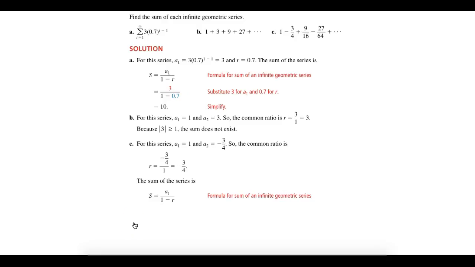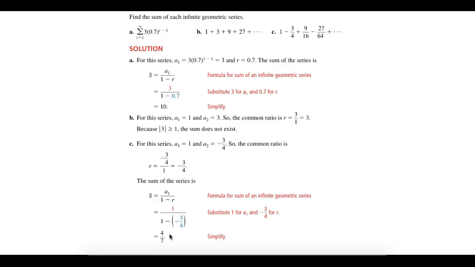This is just finding a bunch of terms and checking with our rules to see if they satisfy the rule or not. Let's just plug in A1 and R. So we're going to get 1 on top, 1 minus negative 3/4. So here we go, 1 over 1 minus negative 3/4. So we're going to get 1 over 1 plus 3/4. When we do that, we get 4/7. That's all we do for our sum.